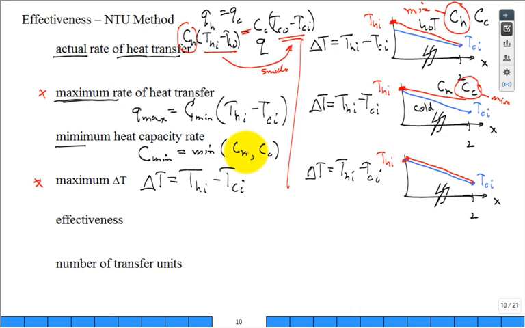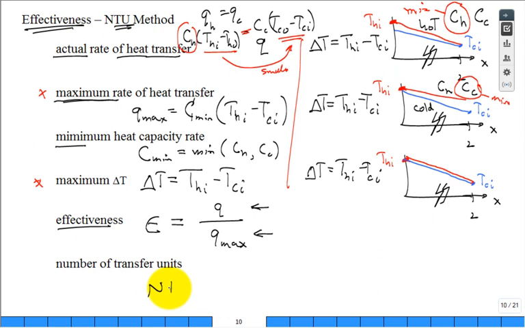Make sense? Okay. Now we finally get to effectiveness and then NTU. So what is the effectiveness? It's this symbol right there. What does that symbol look like? Epsilon, Greek. You're learning Greek. That's right, epsilon, and it's the ratio of Q divided by Q max. That's the definition of the effectiveness. Did we already define Q max? Did we already define Q? Sure.